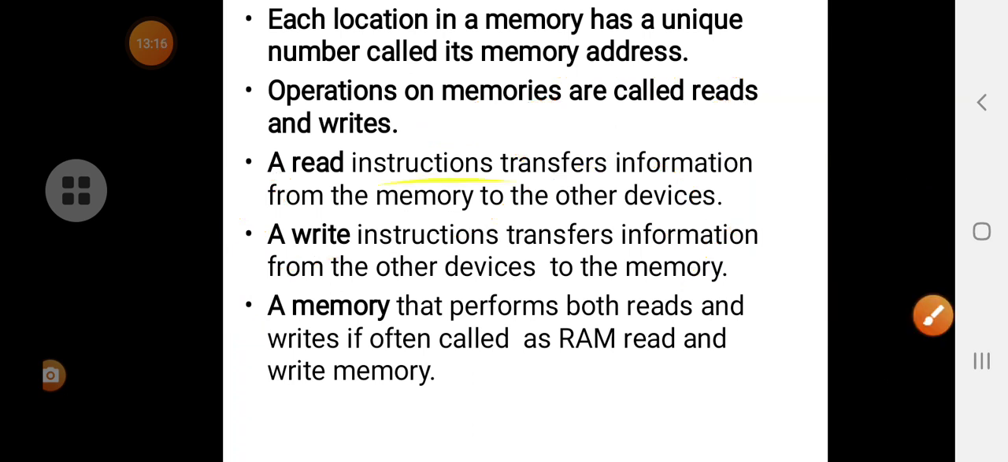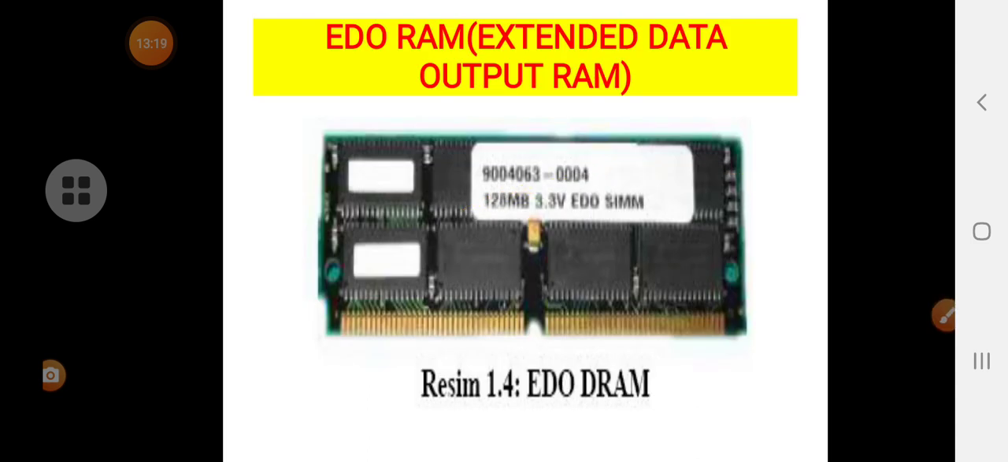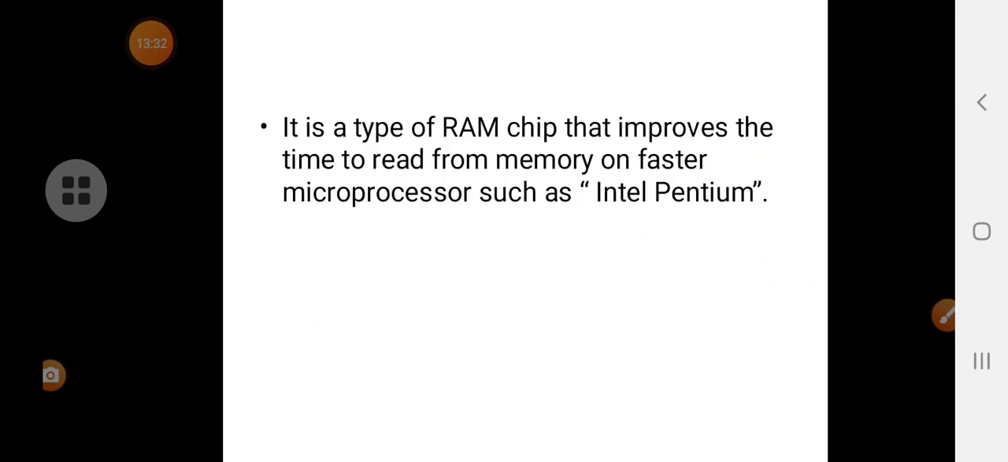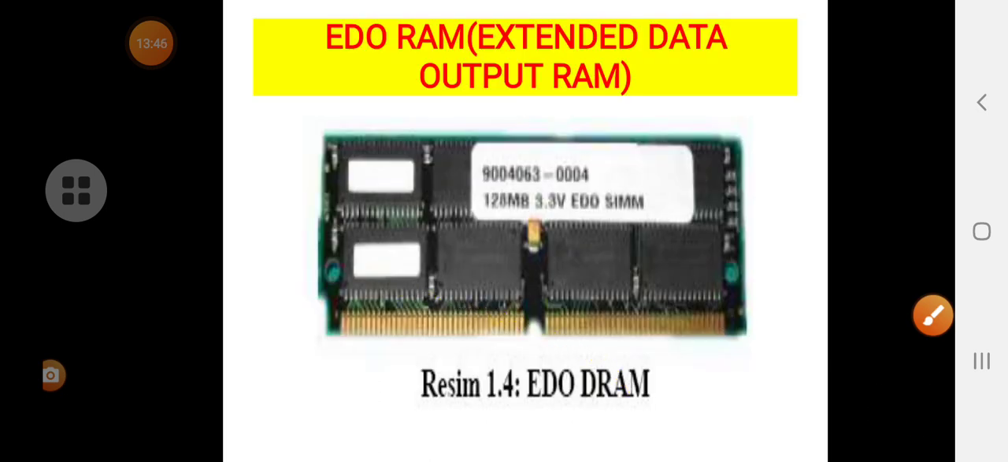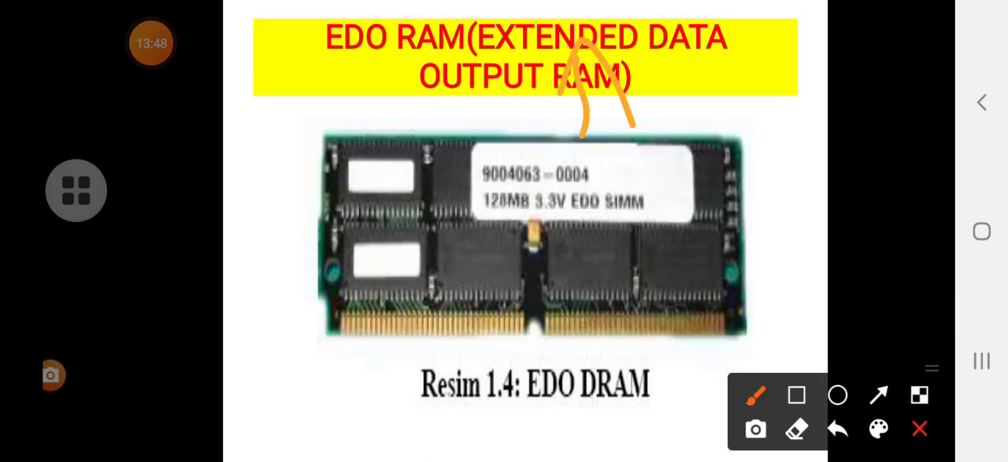Next we'll see EDO RAM. EDO RAM in the sense extended data output RAM. It is also a type of RAM which improves the speed of memory, making it faster. That is why it is called extended data RAM.